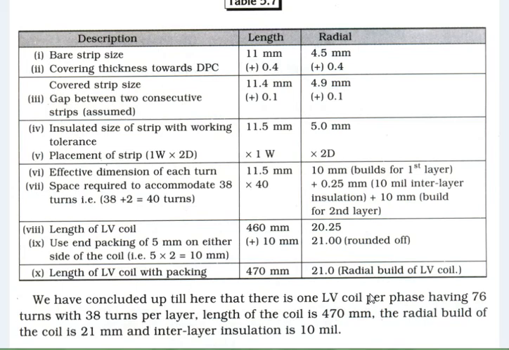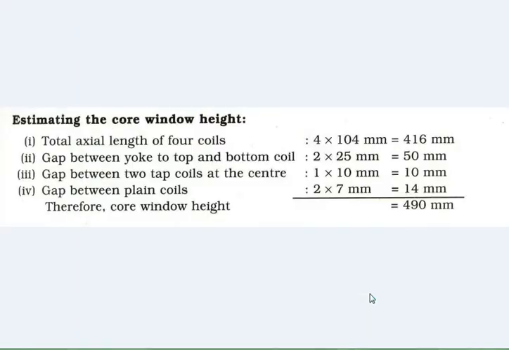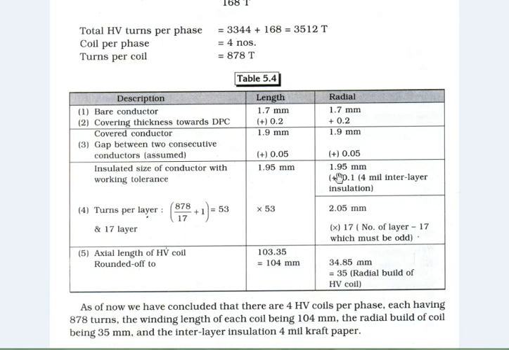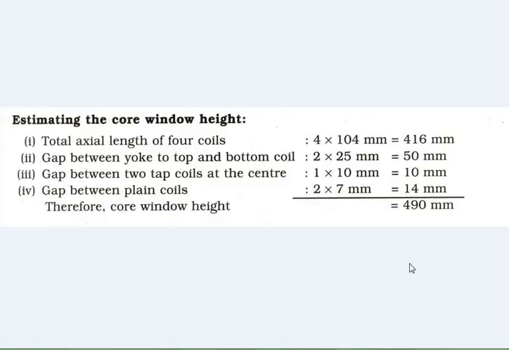Now if you see this table, you have the radial width and the length of the low voltage winding. If I go back to my high voltage winding table, you can see the core window height, which is 490. If I zoom in on this, this is the high voltage winding table. The radial width is 35 mm and the length is 104 mm. So 104 mm is the width of one packet, and with 4 packets that makes 416 mm. The remaining were the gaps between the yoke and the top and bottom coil.